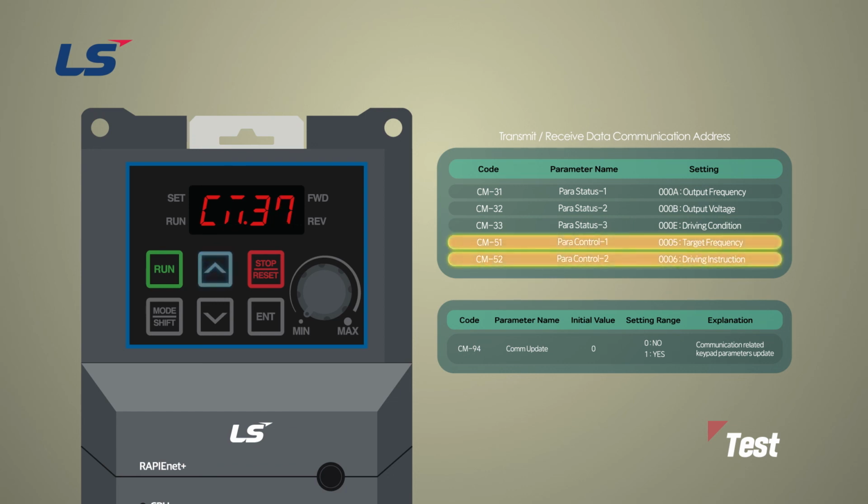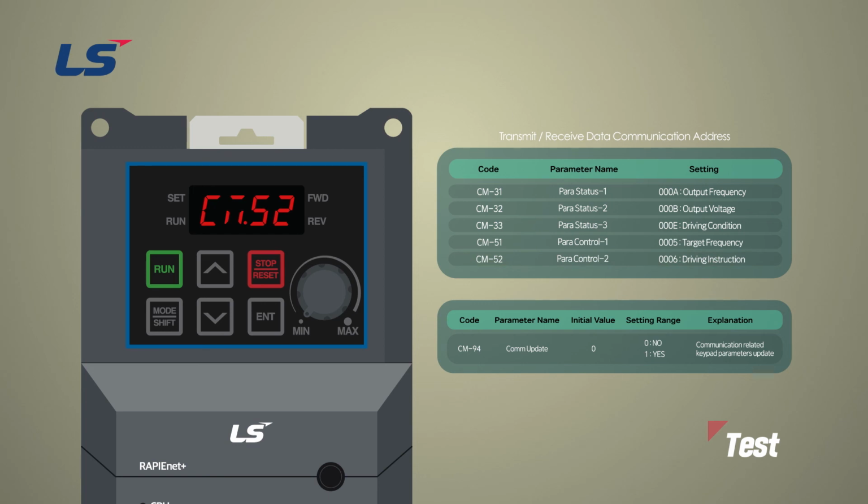Next, we will set the write data communication addresses. Since it was decided to set two write data, set them in CM group numbers 51 to 52. In this video, we will set the target frequency and operation command. Since the communication address of the target frequency is 0005 and the communication address of the operation command is 0006, each address is set. After completing all settings, set CM group number 94 to yes to finish.